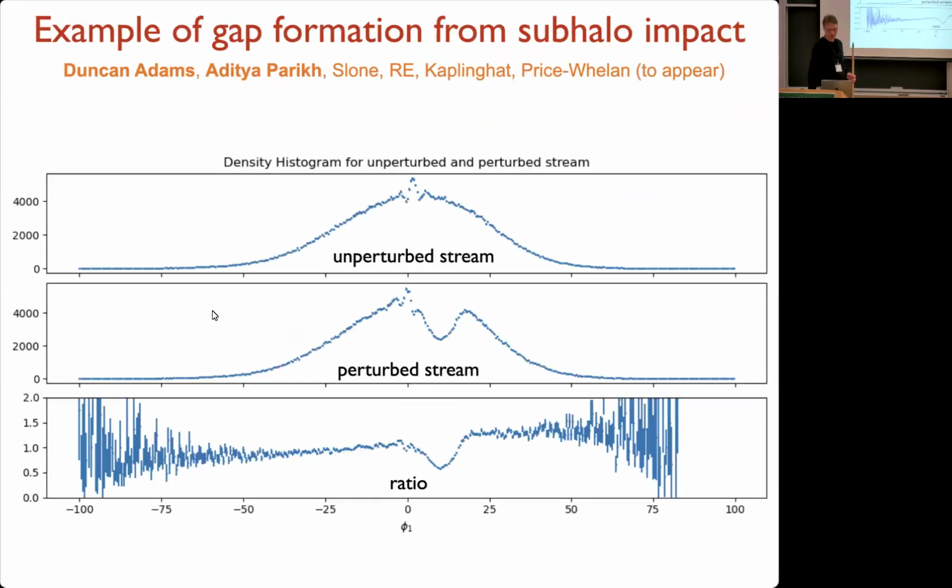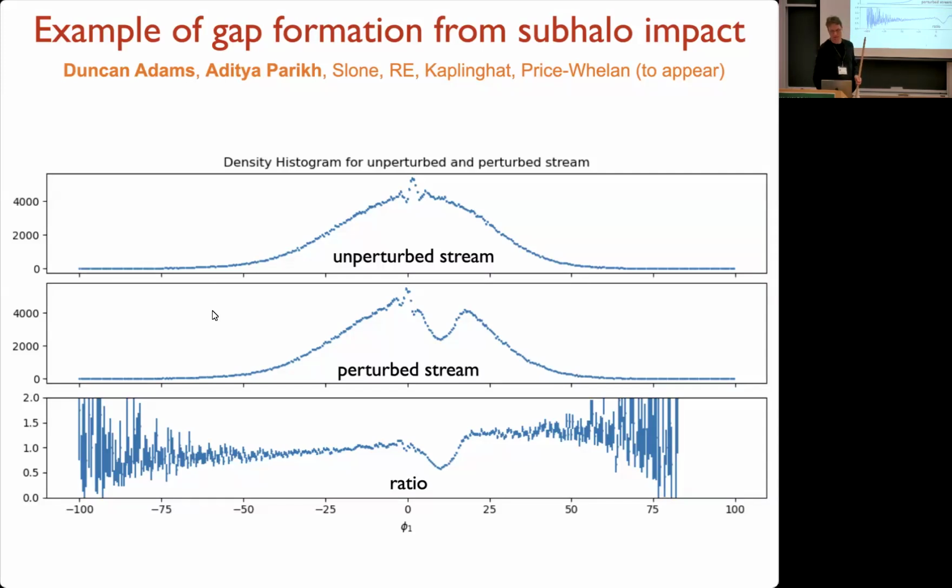So just as an example of what one of these impacts looks like, here's a histogram of the density of the number of particles along the stream. Phi1 is the coordinate along the stream. Here's an unperturbed stream. There's a progenitor here. And then the perturbed stream, so clearly you see a difference. And then you can look for these little gaps. They have some width and some depth that you can try to fit for. And this, in one particular visualization, is a particularly impressive encounter.